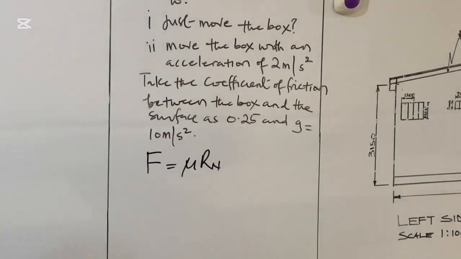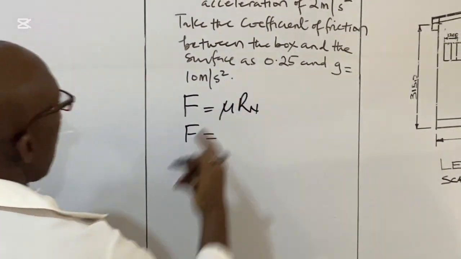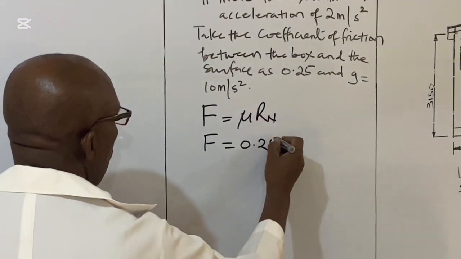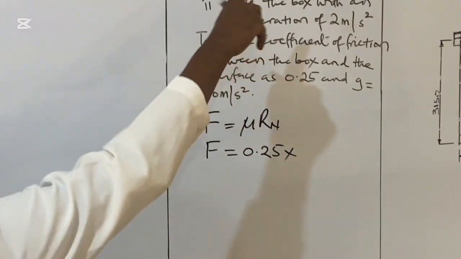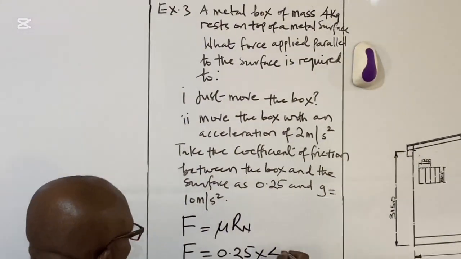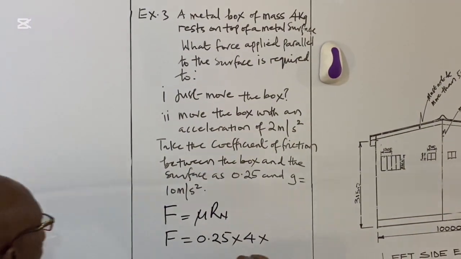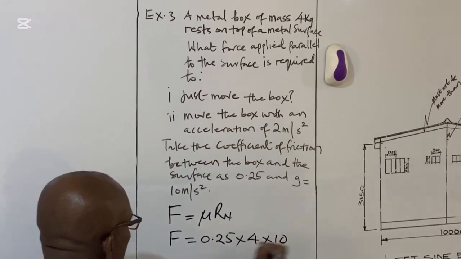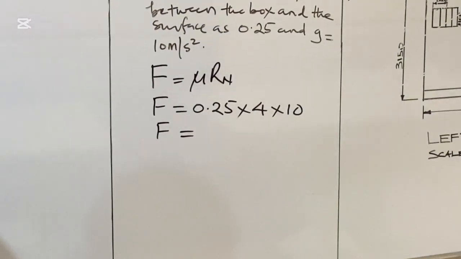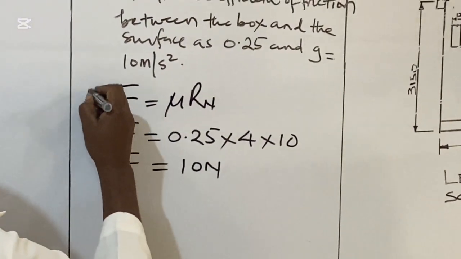So that will give us F is equal to coefficient of friction is 0.25, right? Times what's the mass? The mass is 4 kilograms, right? Times 4. Now the G, acceleration due to gravity, is 10 meters per second squared, times 10. This will give us the frictional force as equals to what? 10 Newton. That's for I, right?